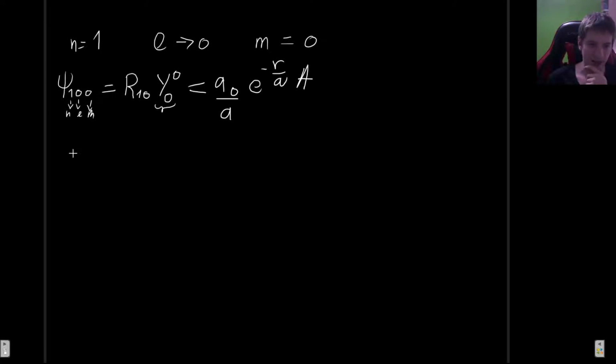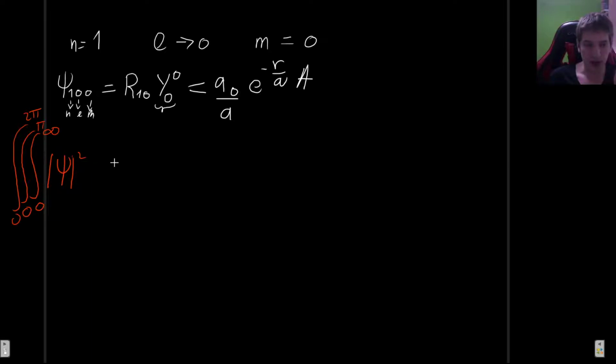So how do we normalize this? Well, normalizing just means we take the square of the modulus of our wave function, and we want to integrate it over all of space. Now, how do we do that? Remember, we are going to be dealing with spherical coordinates. That means we have to integrate r, this distance, from 0 to infinity. We need to integrate theta from 0 to pi, and we need to integrate phi from 0 to 2 pi.